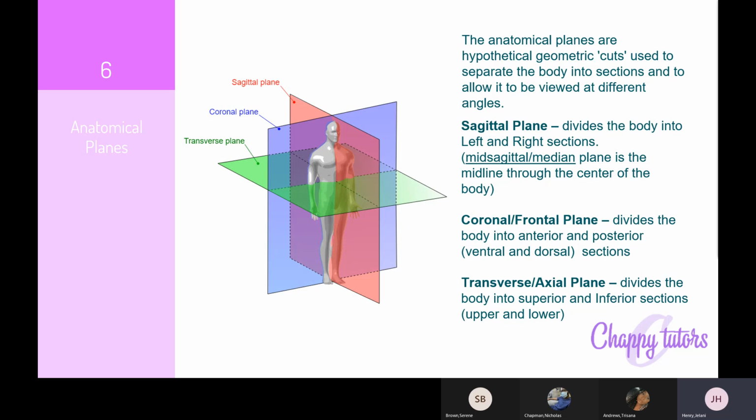Right, so we have various anatomical planes that we use to cut the body into different sections so that we could have different views at different angles or different specimens.